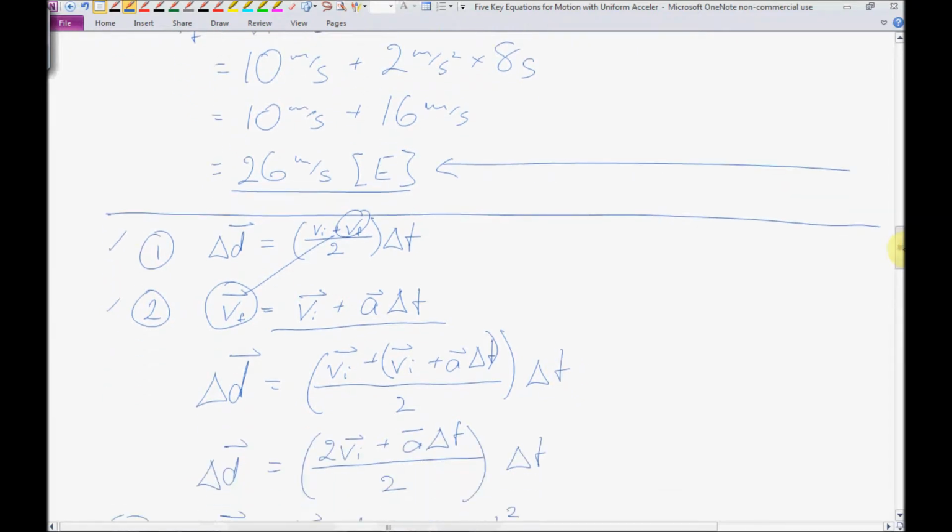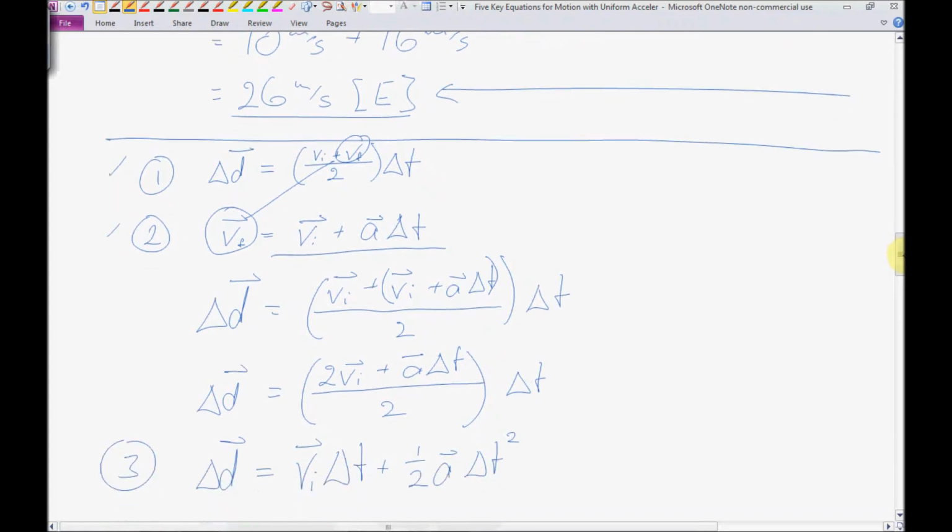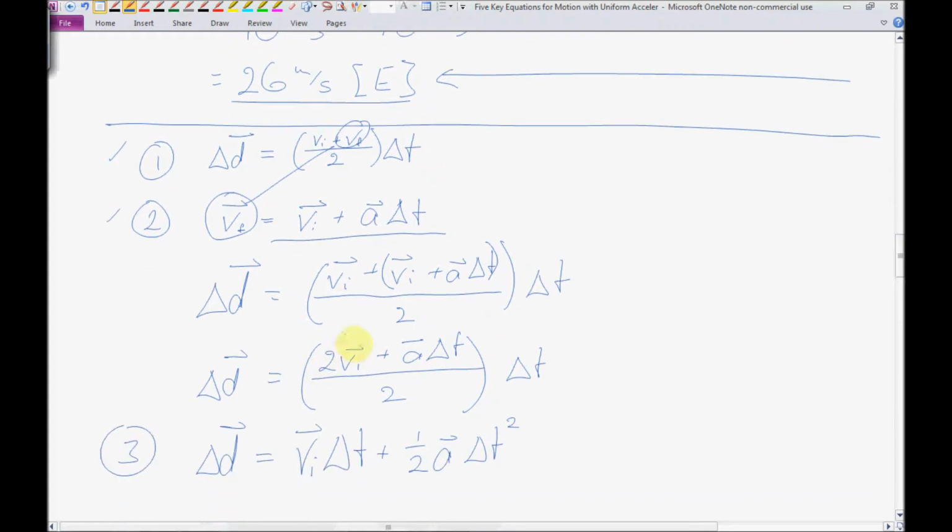Okay, taking that a step further, simplifying it a little bit, we added the two Vi's together. So we've got 2 Vi plus a delta t all over 2. Multiply that by delta t. So our final line, what we arrive at here, the two 2's cancel for the Vi, so we're left with Vi delta t. And the second term, we're left with 1/2 a delta t squared. These two delta t's were multiplied together, so a delta t squared at the last term here. That's going to be our equation number 3.